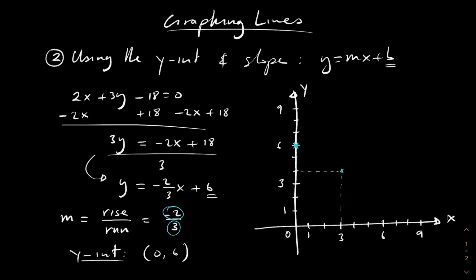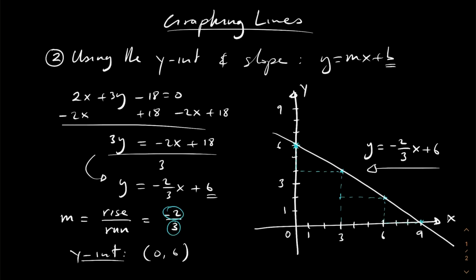From this particular point that we just found, we can go down by 2 again and move to the right by 3 to get to the point 6, 2. Then we can go down by 2 again and move to the right by 3 to get to the point 9, 0. You can do this indefinitely to find as many points as you wish for your draft. Once you have enough points, you can go ahead and draw a straight line connecting those points, and that draft is going to represent the equation of your line, y equals negative 2 over 3 x plus 6. And you should be done.